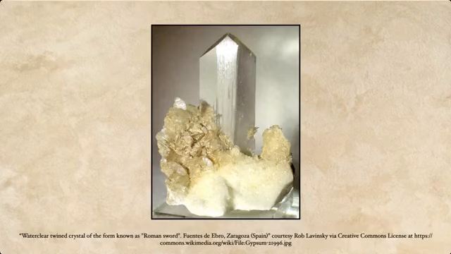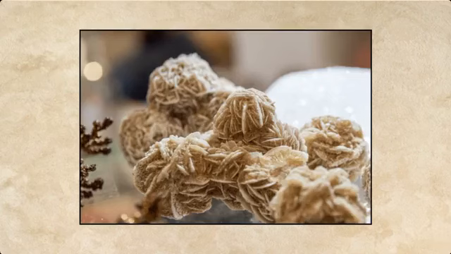This here is a twinned crystal. It has a form that's known as the Roman sword. Sorry, not twinned. This is a very, very famous form that gypsum can take. It's actually called a desert rose.